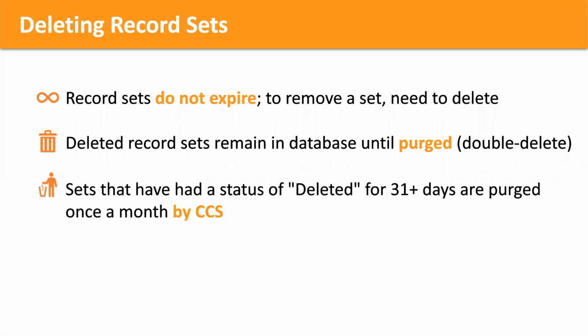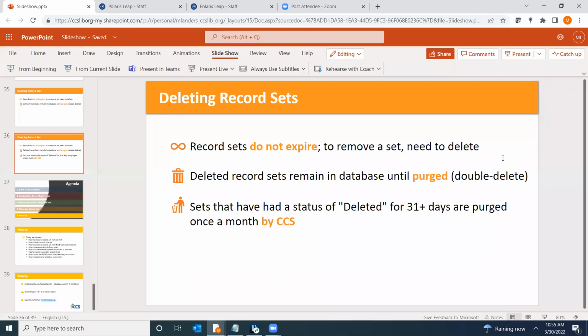CCS runs that process on the 3rd of each month that purges record sets that were deleted more than 31 days ago, which is nice. There's a buffer zone for deleted record sets before they're purged. So for example, record sets deleted by staff in March will be purged from the database in early May. So this buffer means that there's still an opportunity to save a set and restore it before it's purged.